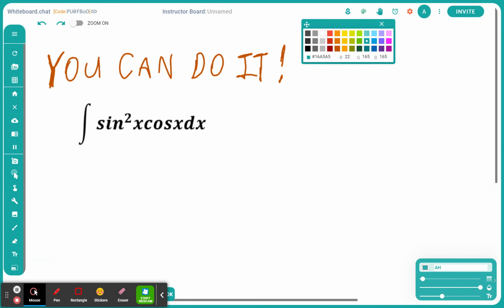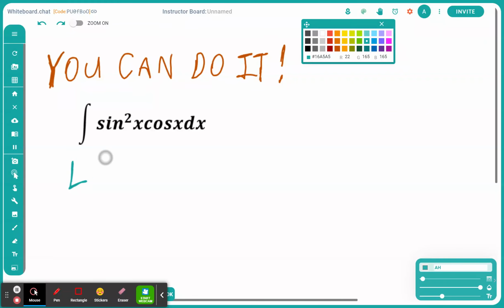Hi everyone, let's take a look at the following example. Find the antiderivative of sin x times sin x, or sin x squared times cosine x, with respect to x. Step number one, if you think about this, you have to use the method of substitution.